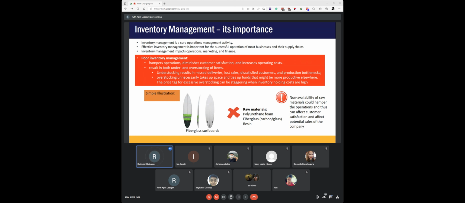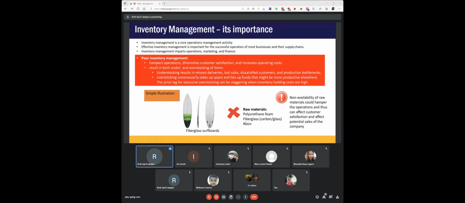Because inventory, as I've said earlier, it permits operations, right? Without inventory, you cannot do anything. Without inventory, you cannot make any products. So basically, let's say, for instance, in this example, para klaro yun. Let's say that your company is involved in making fiberglass surfboards. And the raw materials needed for this, let's say you need a polyurethane foam, you need a fiberglass, either carbon or glass, then you need resin.